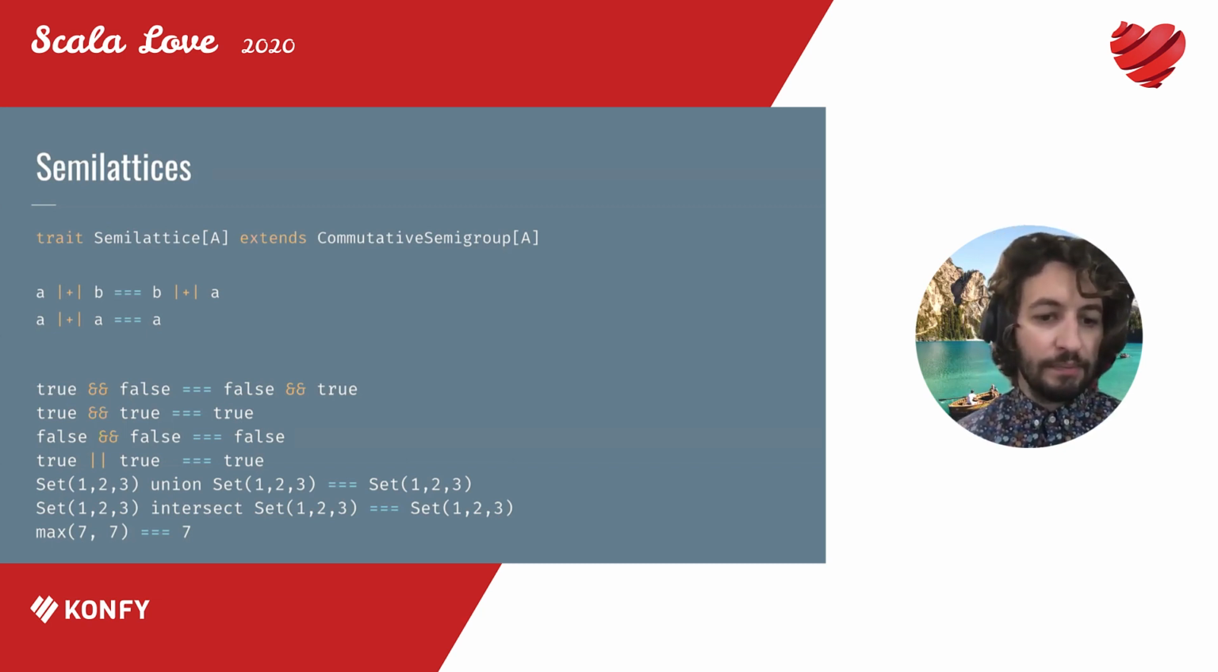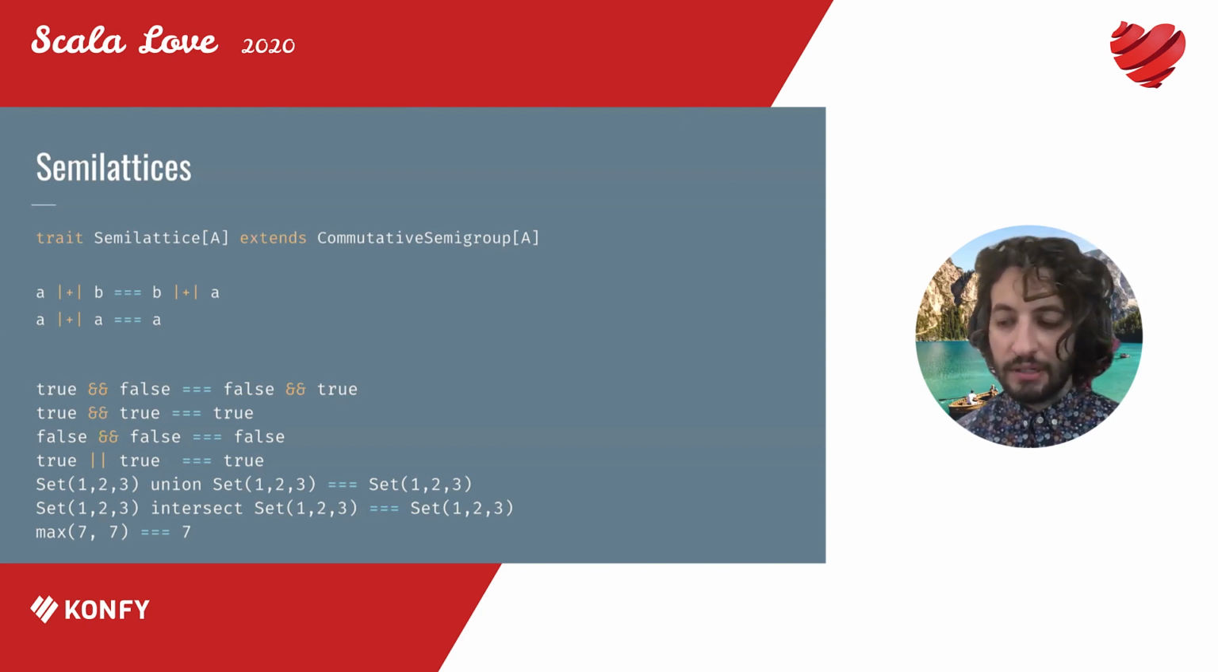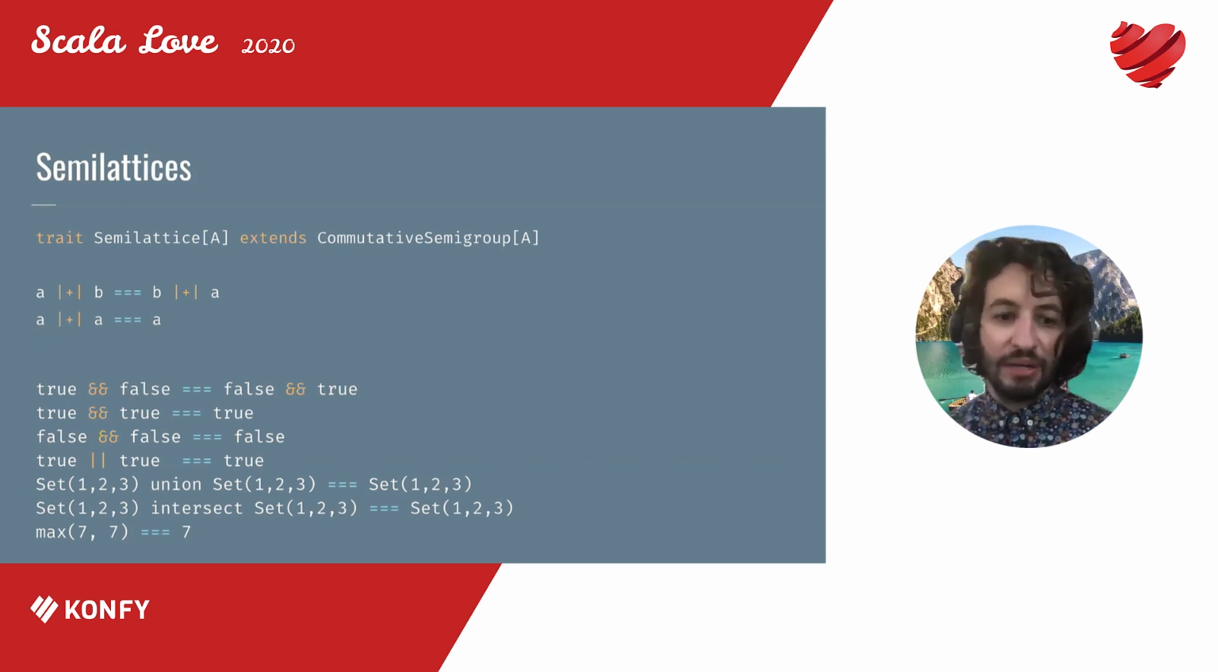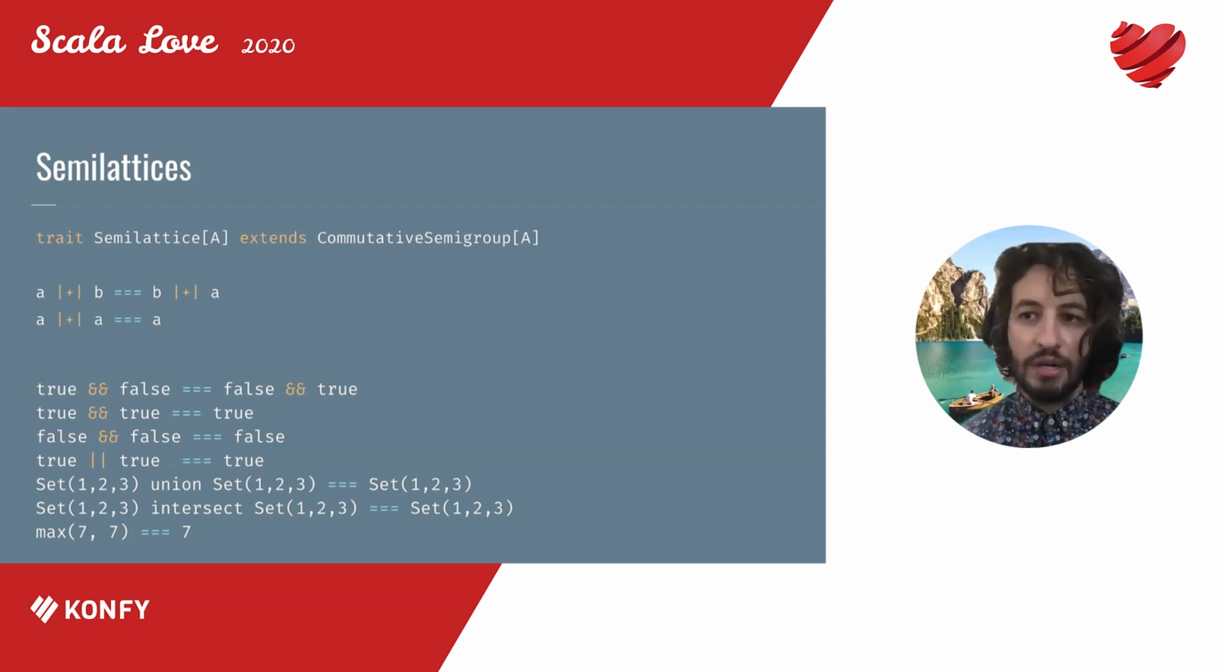And the other thing is, of course, set operations. If you have a set of 1, 2, 3 and you union that with itself, that's still going to remain the same. Same for the intersection. And another thing is taking the max of any kind of ordered element. So for example, the max of 7 and 7 is still 7.